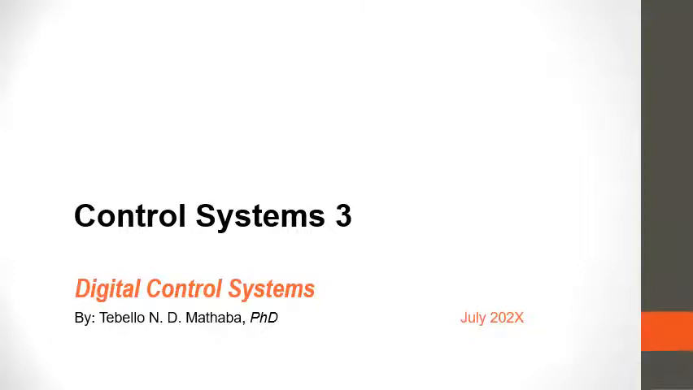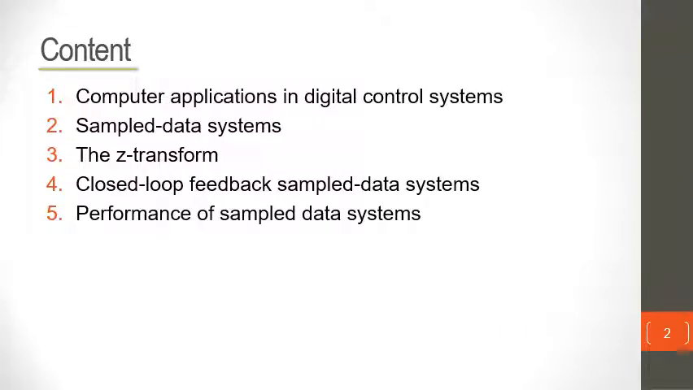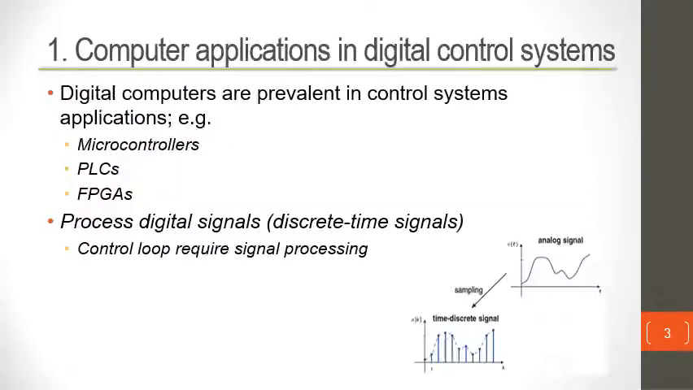Let's now look at the final unit of the module, which focuses on digital control systems. In this final unit, we will look at the computer applications in digital control systems. We'll look at sampled data systems, the use of the Z transform in analyzing these digital control systems, closed loop feedback systems, sampled data systems, and performance of these sampled data systems.